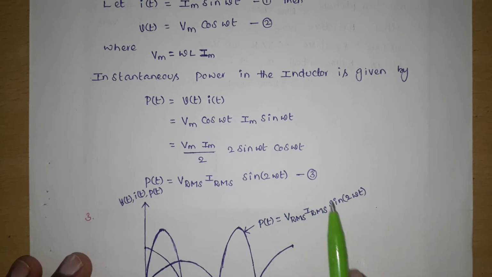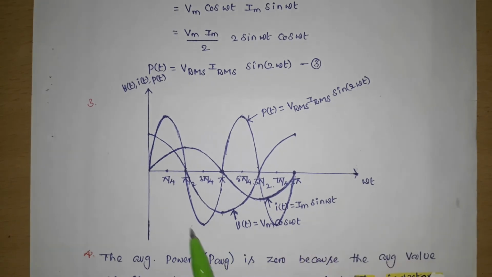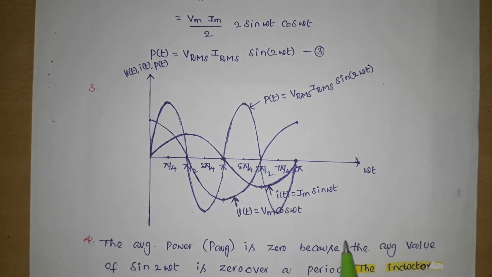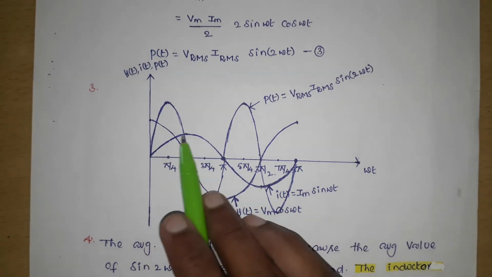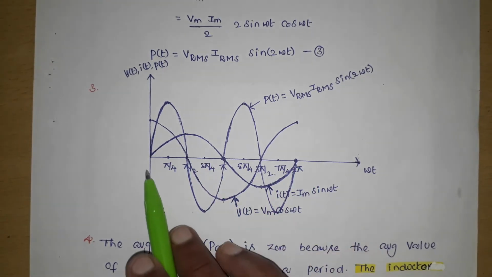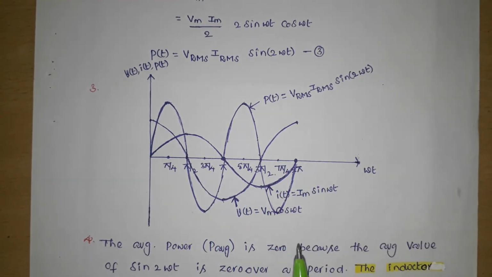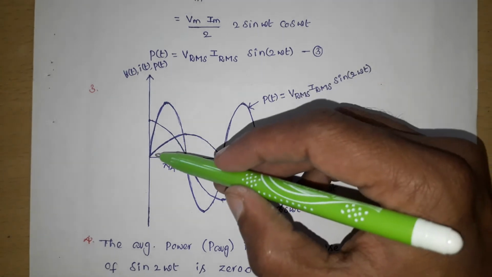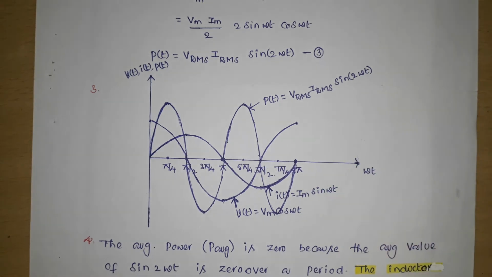Take these three equations. If you draw all three in the form of waveforms, you get waveforms like this. The current is a pure sinusoidal signal which starts at the origin. This is the current waveform and this is the voltage waveform, v(t) equals Vm cos omega t. It is a cosine waveform, the current is a sine waveform, and this is the power waveform in the inductor.